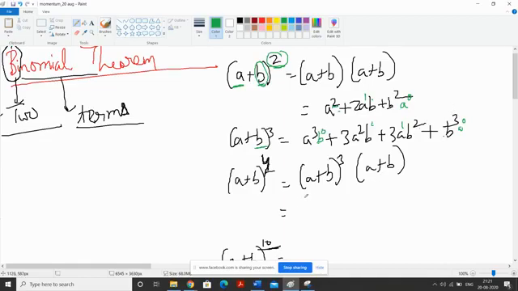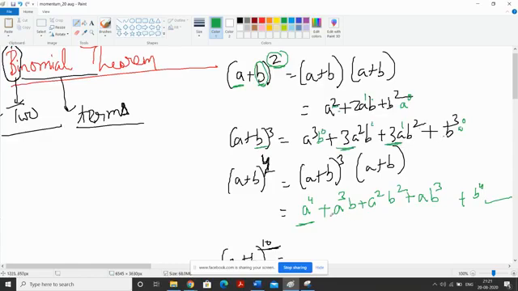So one thing for sure we can write is that the first term will be a to the power 4, and the last term will be b to the power 4. Then in the next terms, the power of a decreases by 1 and the power of b increases by 1. Then it has to be a cube b, a square b square, a b cube, and the last term is b to the power 4. But we don't know what the coefficients will be, right?